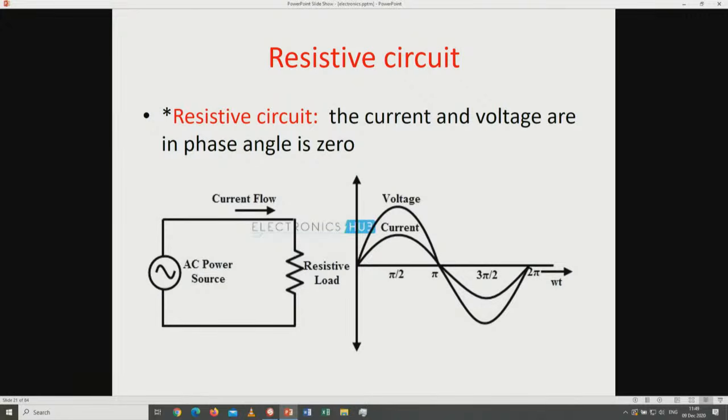Let us go to the pure resistive circuit. The pure resistive circuit is a circuit which comprises only of a resistor. In this case, the phase relationship between voltage and current is that they are both in phase. So the phase angle here is 0 because they are in phase. You can see the waveform starts and ends at the same point for the current and the voltage.